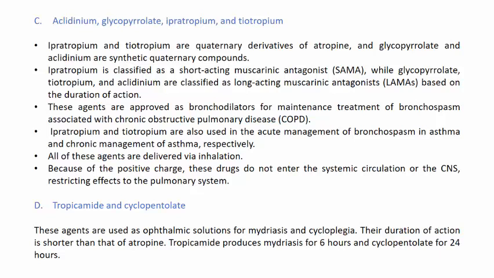Another agents are the tropicamide and cyclopentolate, واللي these agents used for the ophthalmic solution for mild mydriasis and cycloplegia, where duration of action is shorter than that of atropine. بالنسبة للتروبيكامايد produce mild mydriasis for 6 hours and the cyclopentolate for 24 hours, يعني هاي تستخدم in the ophthalmic as ophthalmic solutions.